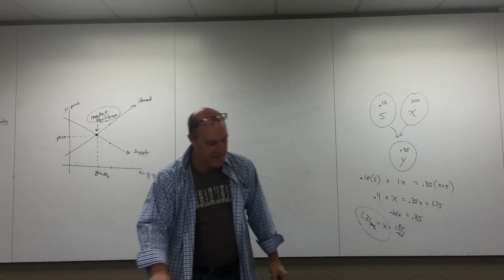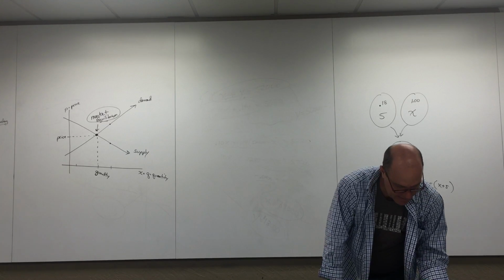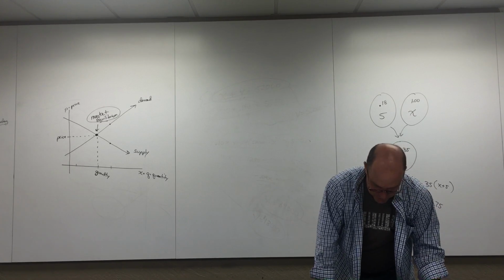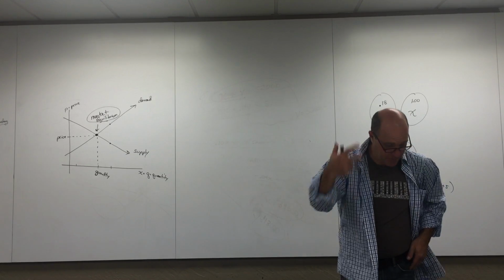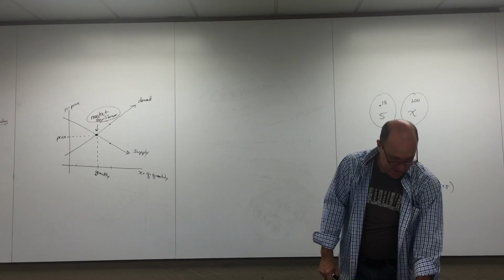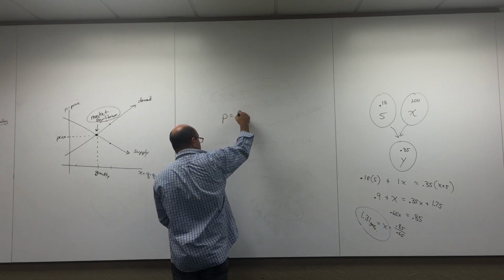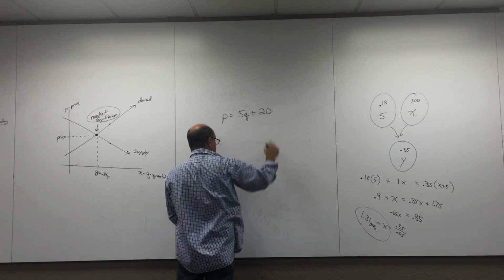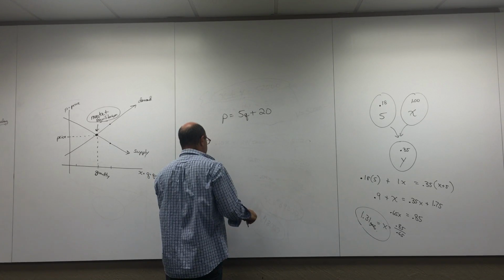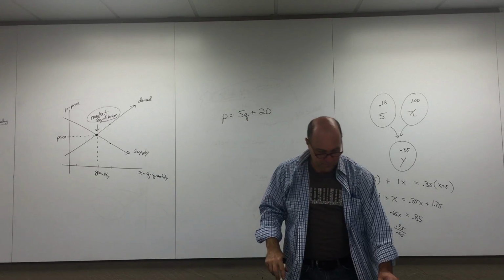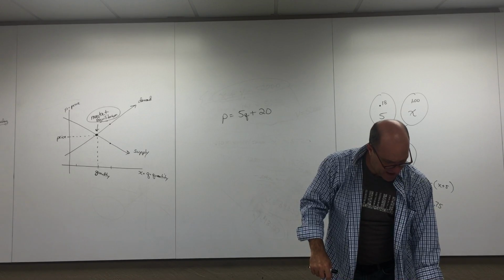So let me look at a problem in the book. A certain product has supply and demand functions given by this. Okay, you ready? P equals 5Q plus 20, and P equals 128 minus 4Q.